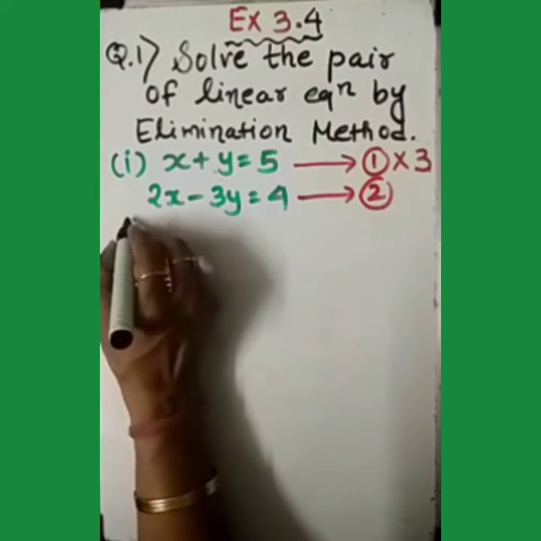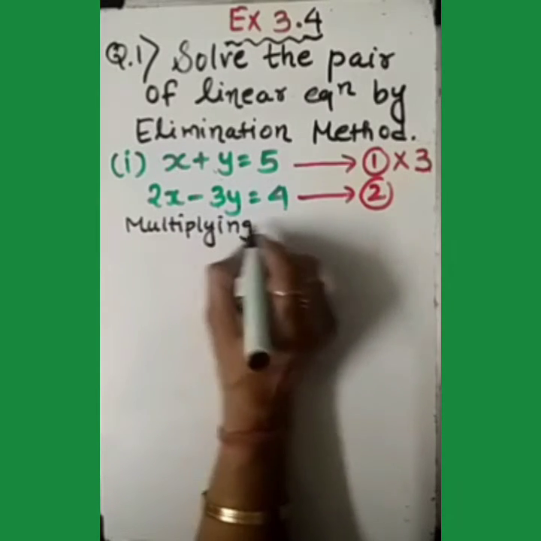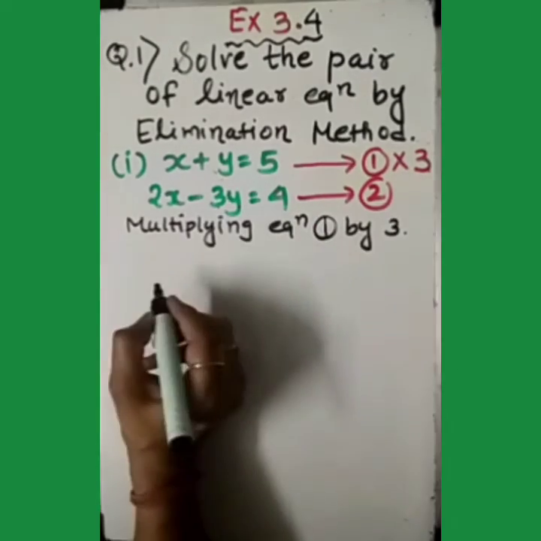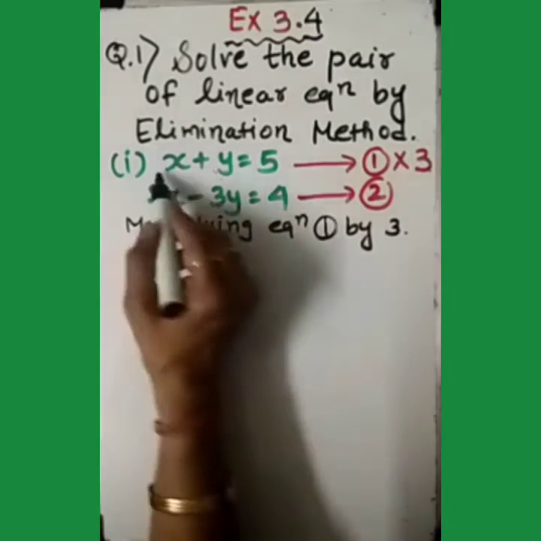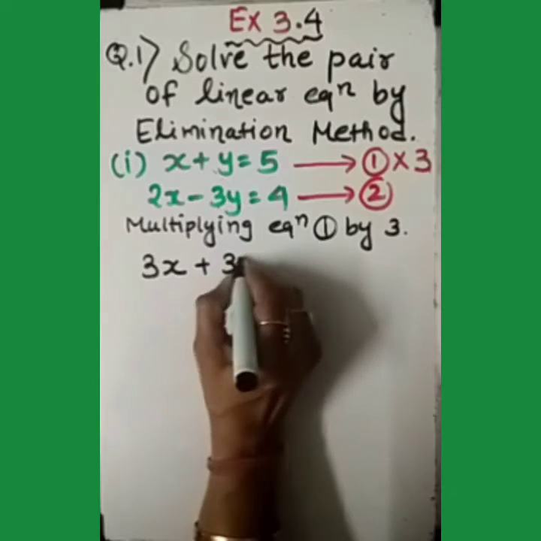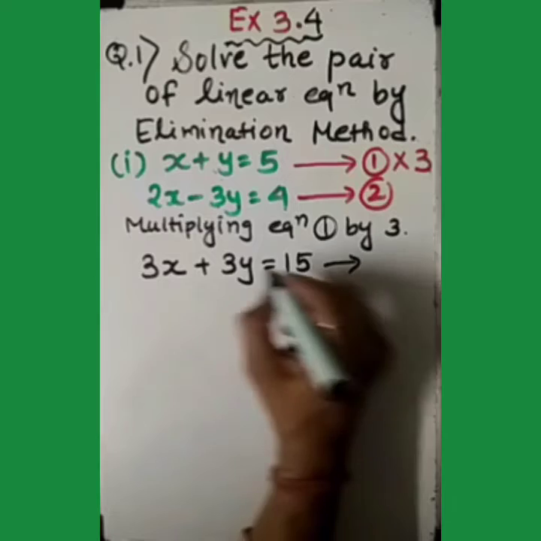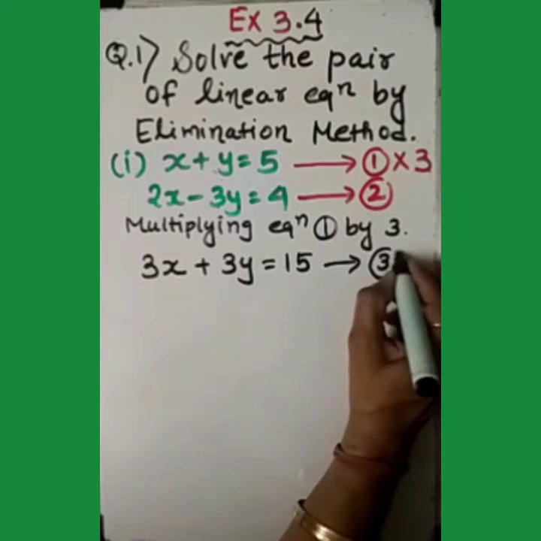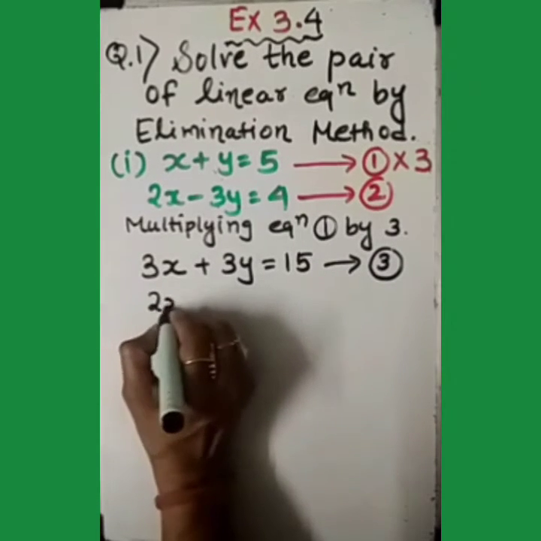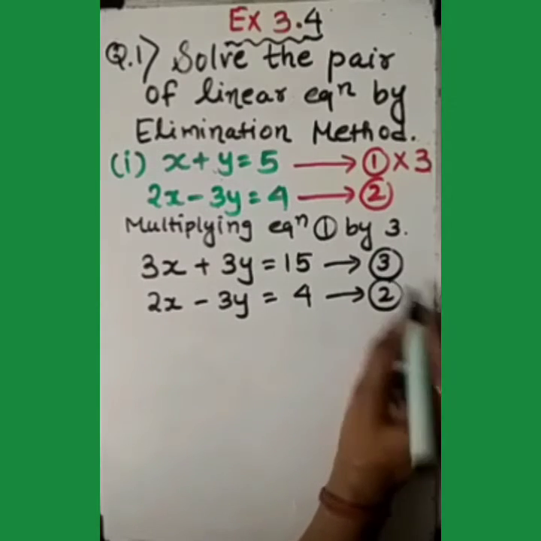And that we need to mention in words also. So we need to write here: multiplying equation number 1 by 3. Simple. So if I multiply with this 3, then I will have here 3x plus 3y, and 5 times 3 is 15. Let me call this newly formed equation, equation number 3 now. And equation 2 is already there, so let me write it as it is without any changes. It remains the same, equation 2.